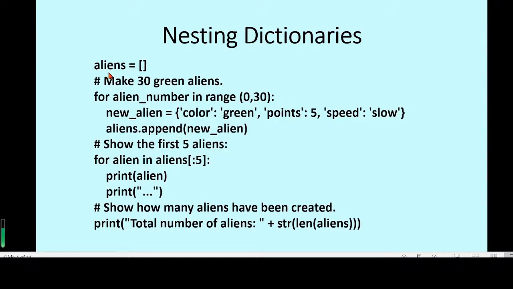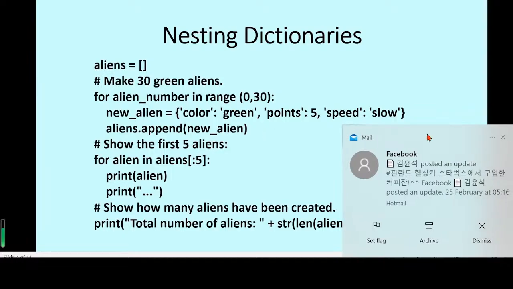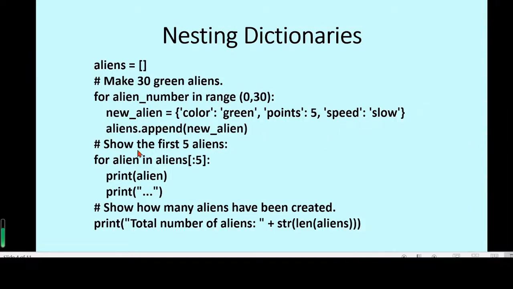So we can start with an empty list. Then next, use a for loop, for loop in the range from 0 to 30. For each alien number, we create a new alien. Then append this new alien to the aliens list. Actually, each alien's information is the same. So next, we can show the first 5 aliens in this aliens list. Print out.